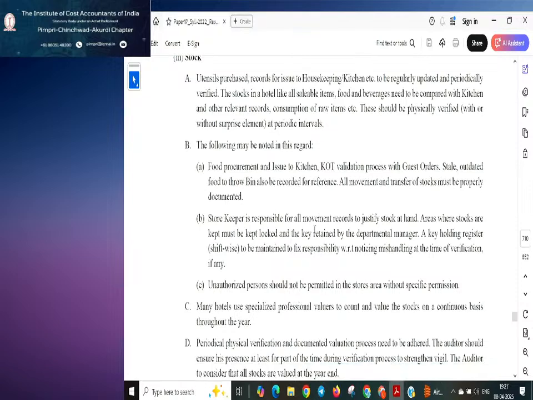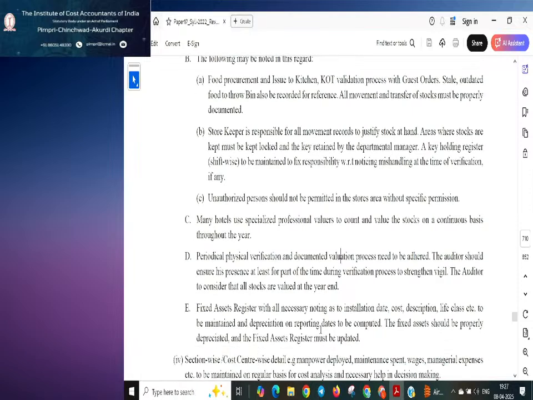Many hotels use specialized professional valuers to count and value the stocks on a continuous basis throughout the year. That is in the case of big hotels, resorts and all, right? They have a lot of people working around, and you have a lot of facilities being offered. So you should be very careful to have controls in place, because once there is any revenue leakage or any proliferation of materials from the hotel, it will end up in loss.